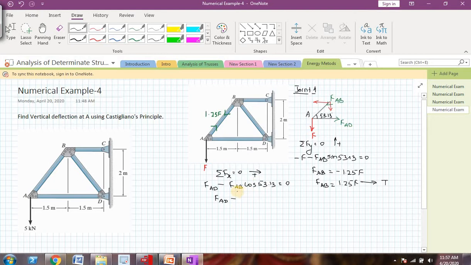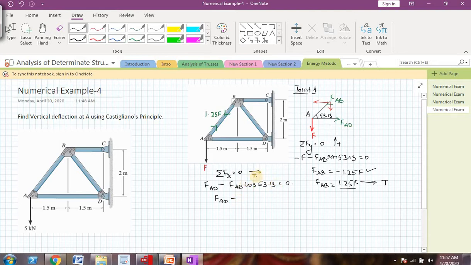Now when you want to substitute the value of FAB, you should actually not substitute plus 1.25. Instead you should substitute minus 1.25. Why? Because this equation you have written by looking at this free body diagram. In this free body diagram FAB arrow is still towards the joint itself, so the components you have written consider the arrow towards the joint. So you have to substitute minus 1.25 F only and not plus 1.25 F. If you substitute plus 1.25 F, that will go wrong in this equation.